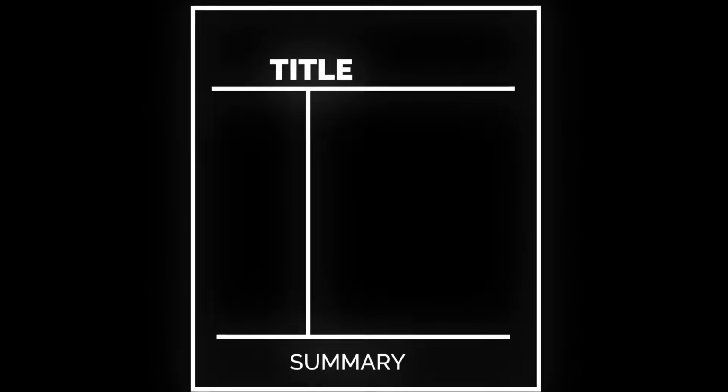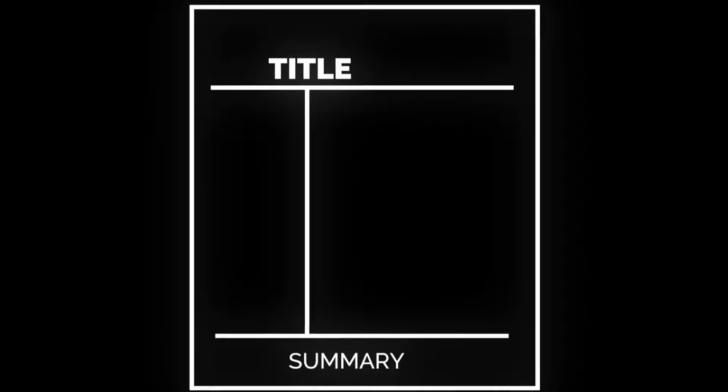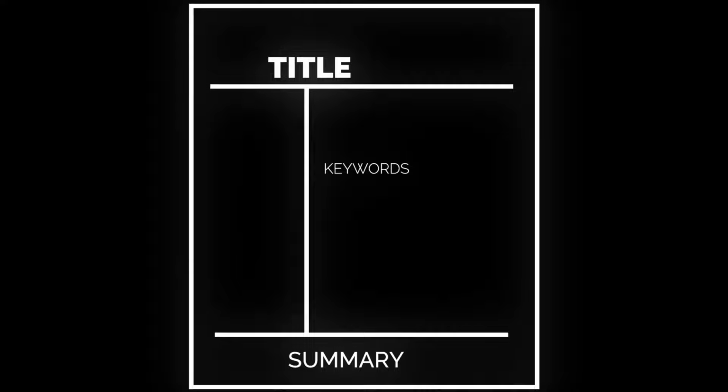For the Cornell method, you need to take a piece of paper, and on it you have to have 4 blocks. A block on the top called title and a block on the bottom called summary. In the middle section you make one more slash, and then you make a block for keywords or questions, whatever questions you have during the meeting, and the other block is for the main discussion or main topics.